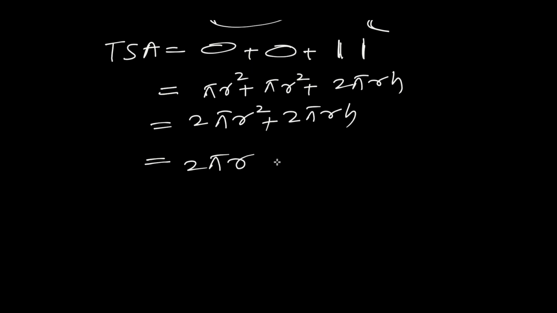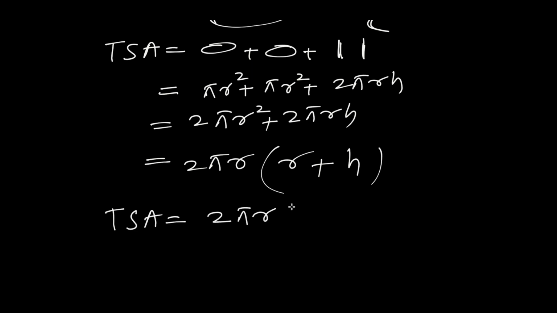So we are going to take 2 pi r common. Now what is remaining in this one? This is r square. We have taken 1 r outside, so it is going to be r, plus 2 pi r we have taken outside, so it is going to be h. So total surface area of a cylinder is going to be 2 pi r (r plus h). So we have found out the total surface area.